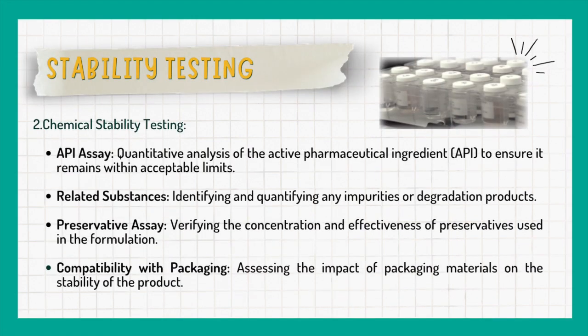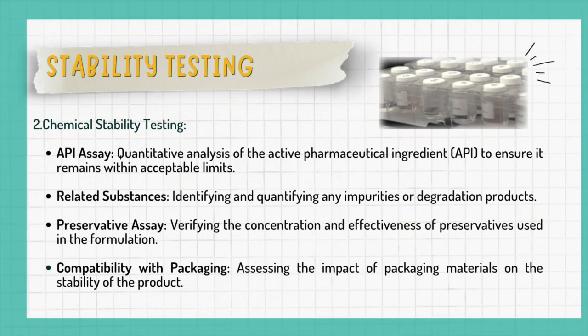2. Chemical stability testing of active pharmaceutical ingredients. Assay: quantitative analysis of the active pharmaceutical ingredient to ensure it remains within acceptable limits. Related substances: identifying and quantifying any impurities or degradation products. Preservative assay: verifying the concentration and effectiveness of preservatives used in the formulation. Compatibility with packaging: assessing the impact of packaging materials on the stability of the product.